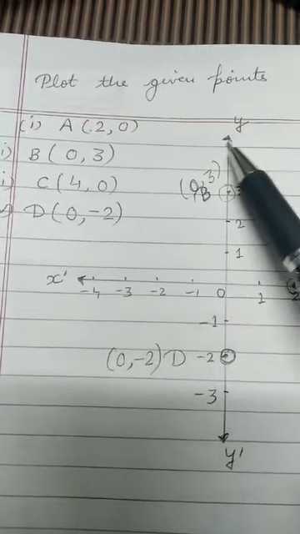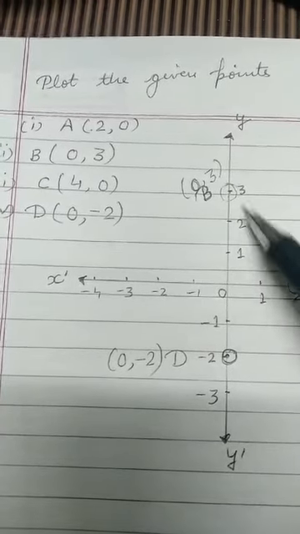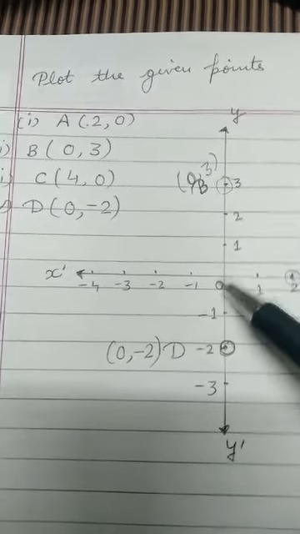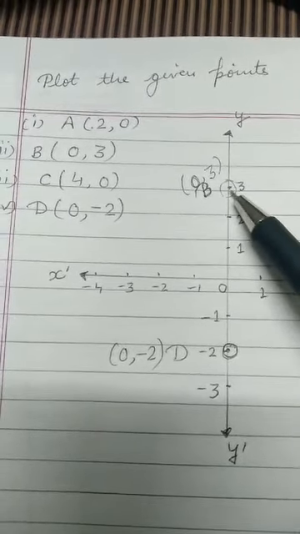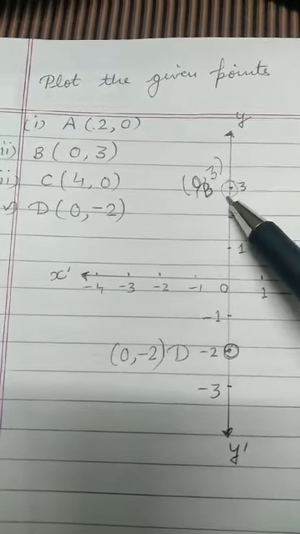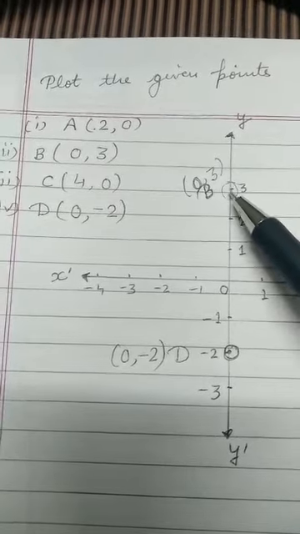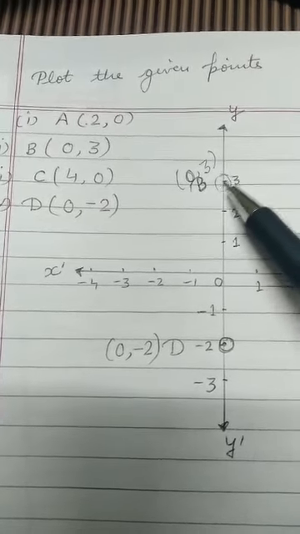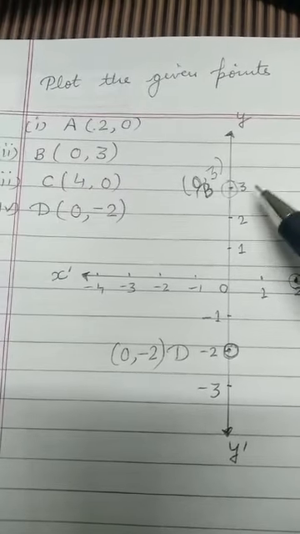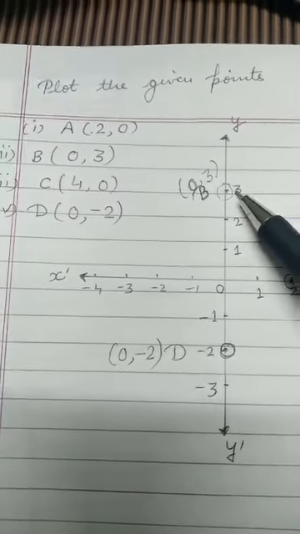Now this is 0. It means the perpendicular distance of this point from the y-axis is 0. It means it is somewhere on the y-axis only. And how far is it from the x-axis? That is 3 units. So where does it lie? It lies here, (0, 3), because this particular point is 0 units from the y-axis and 3 units from the x-axis.